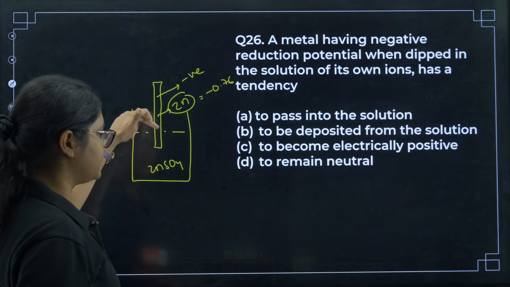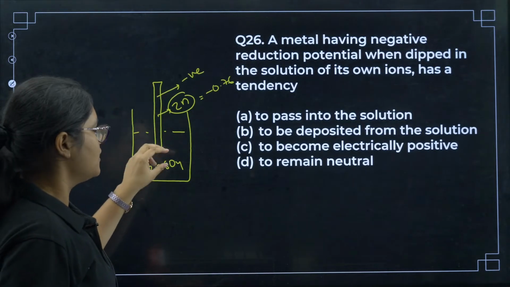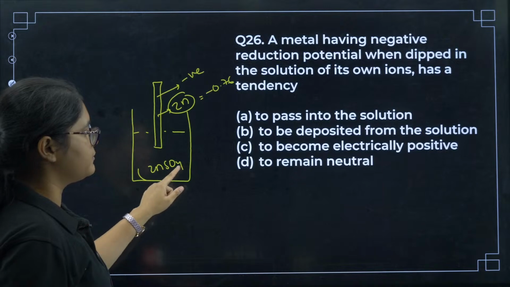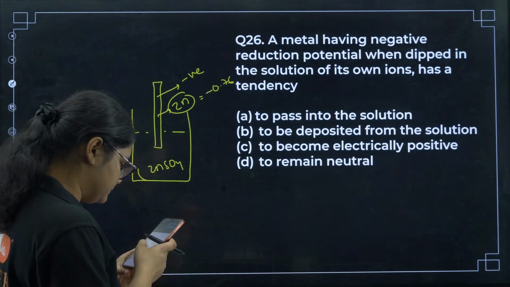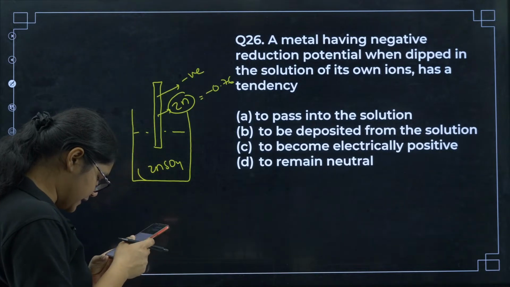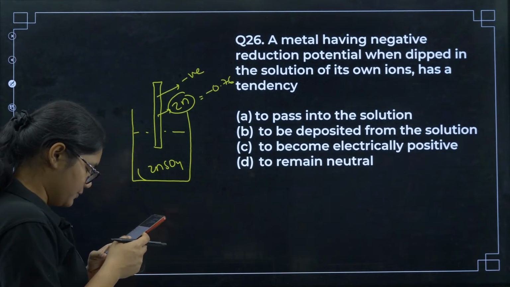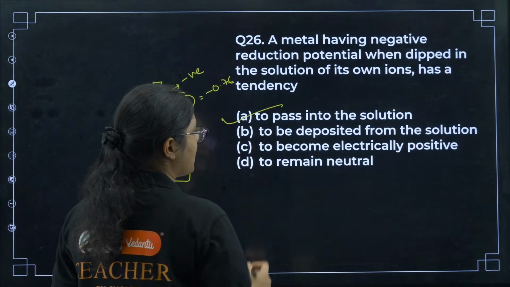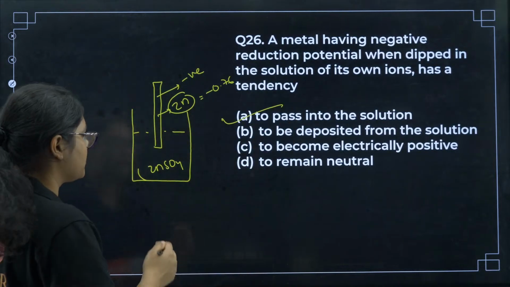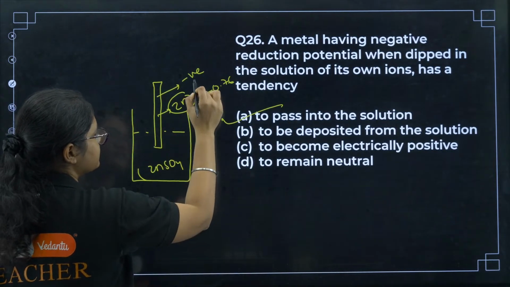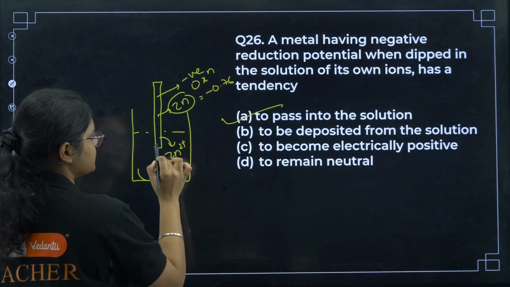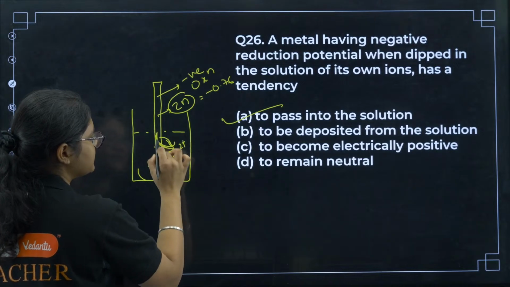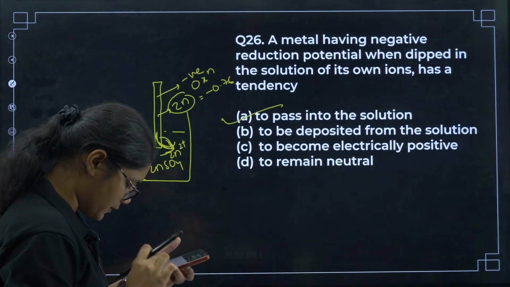The rod will have the tendency to pass into the solution, or the ions in the solution will be deposited to become electrically positive to remain neutral. Yes, DK boss, very good. You have answered correctly here. To pass into the solution, because it will undergo oxidation, right? So Zn2 plus will come into the solution. So it is passing into the solution.